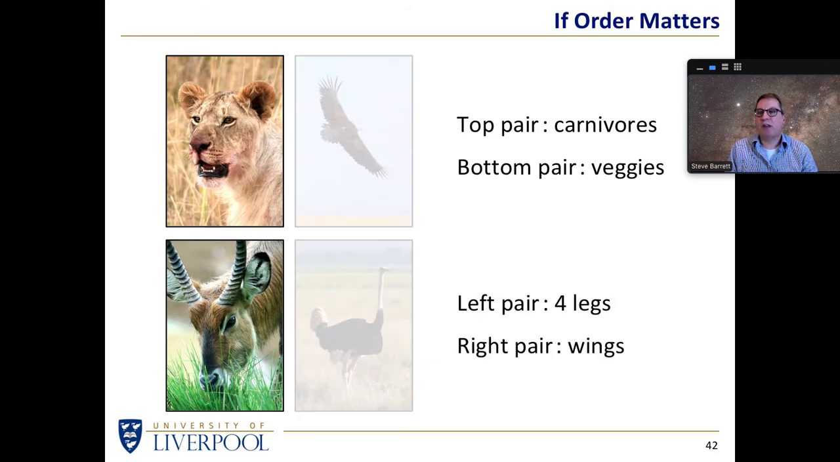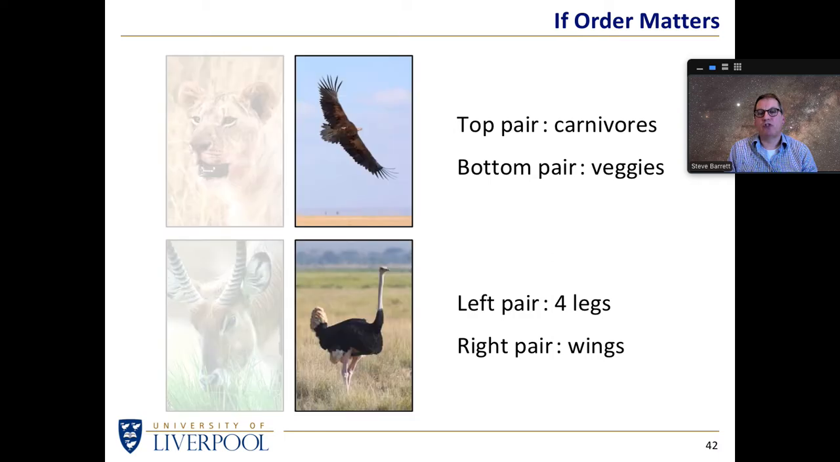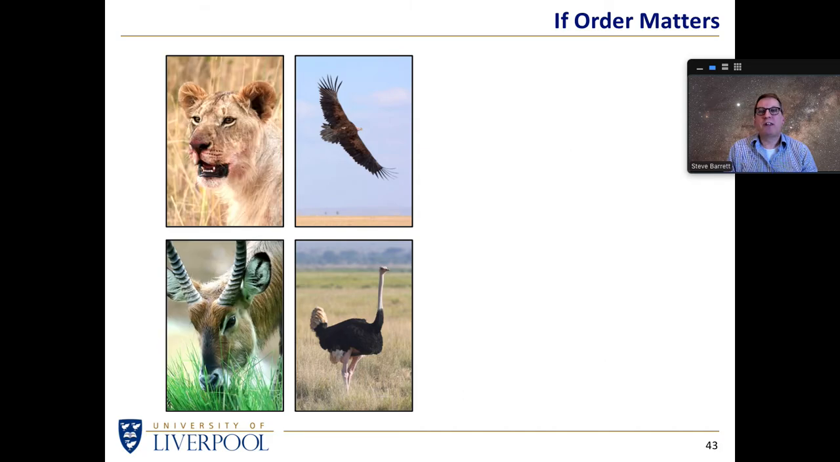We could say the left-hand pair of animals have got 4 legs, the lion and the waterbuck, and the right-hand pair of animals have got wings, the vulture and the ostrich. Yes, I know the ostrich can't fly, but it still has wings. If we were to take these 4 animals and do the following, pick out 2 of the 4 animals.